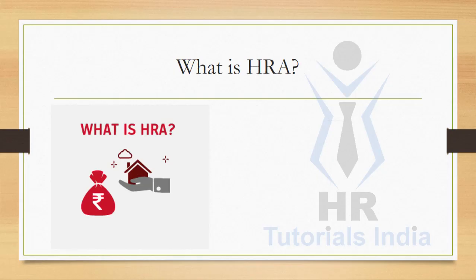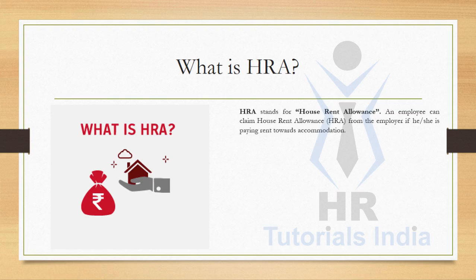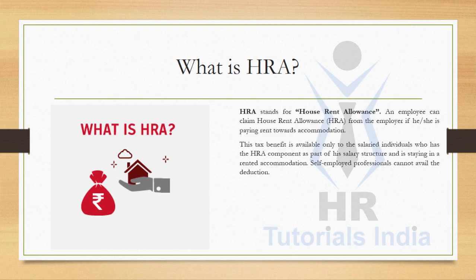What is HRA? HRA stands for House Rent Allowance. An employee can claim House Rent Allowance (HRA) from the employer if he or she is paying rent towards accommodation. This tax benefit is available only for salaried individuals who have the HRA component as a part of his or her salary structure and are staying in a rented accommodation. Self-employed professionals cannot avail the deduction.